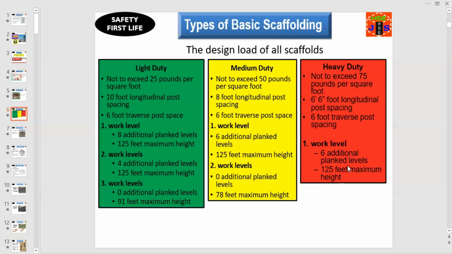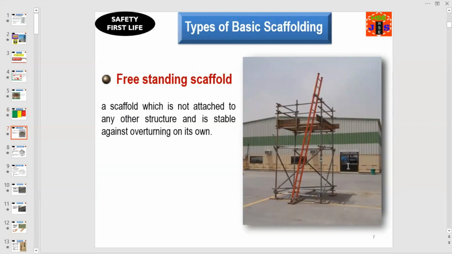In this condition, maybe a safety practitioner or a general foreman will not understand what it means. But once I go into detail, you will easily understand the difference between light duty, medium duty, and heavy duty scaffold and where each can be used. In the other types of scaffolds, there is the freestanding scaffold. A freestanding scaffold is a scaffold which is not attached to any other structure and is stable against overturning on its own. This is an example in the photograph, freestanding scaffold.